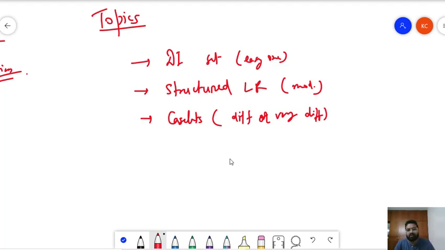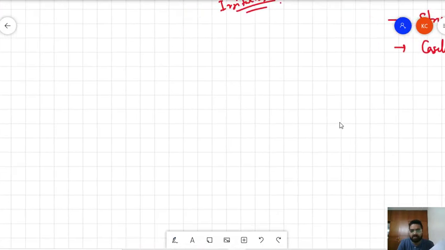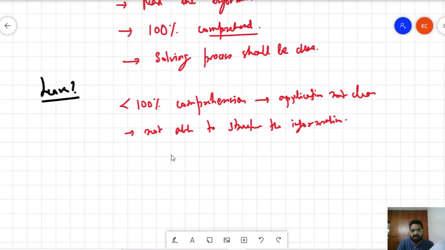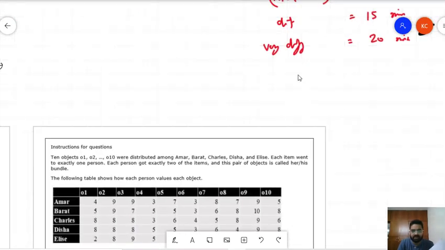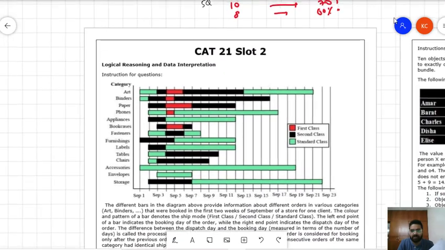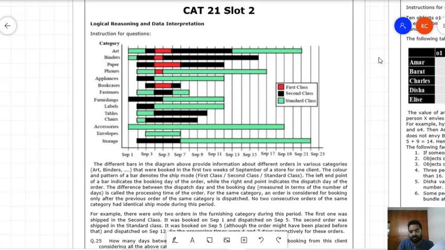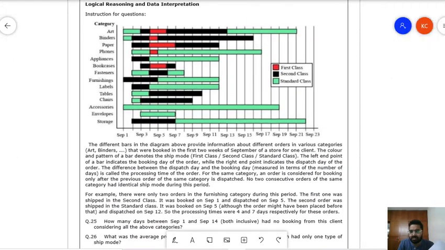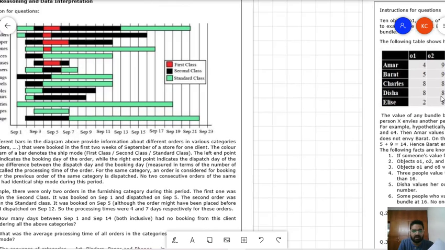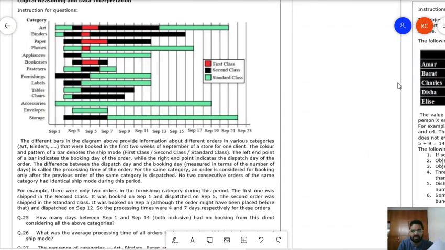Now, whatever we have learned so far, I will try to use as a strategy for the CAT 21 paper. We are not going to solve it completely, we just use what we have learned in solving the paper. So this is the first set in the exam. Let's see how we would have solved this one.